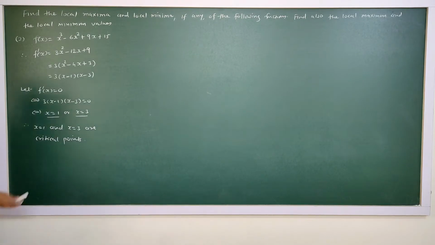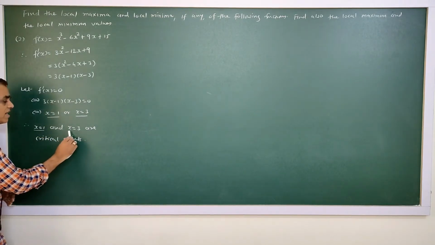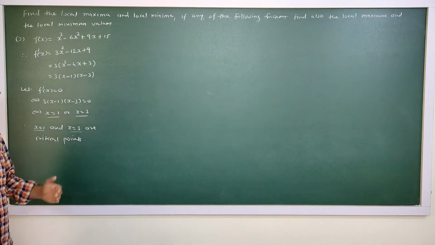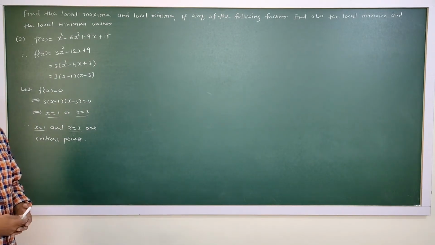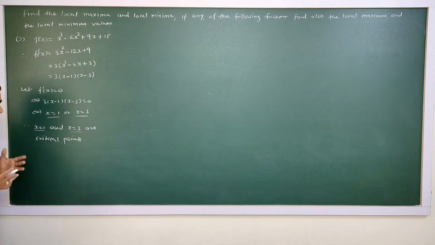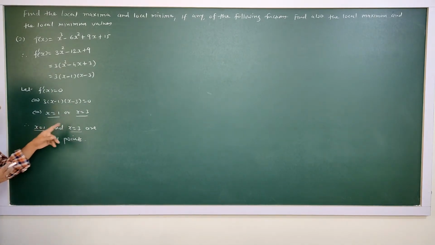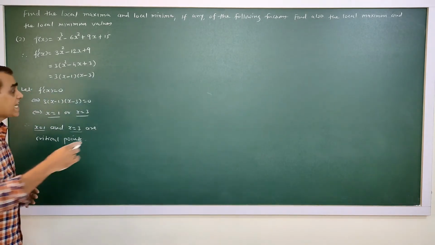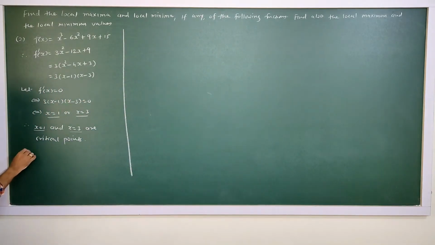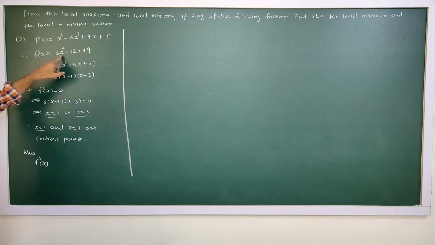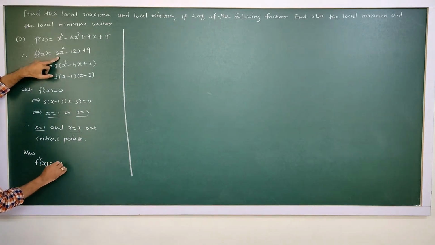So that means at x equal to 1 and x equal to 3, the function may have local maximum or local minimum values. Now to check which type of value the function has at both points, we use the second derivative. So we take f double dash of x from this equation, it is 6x minus 12.